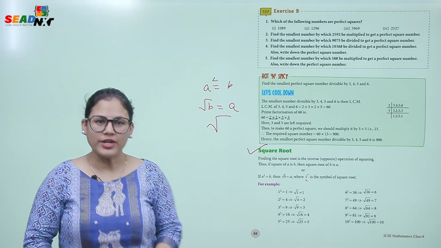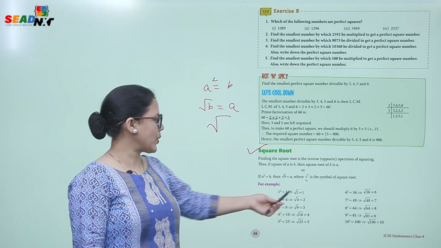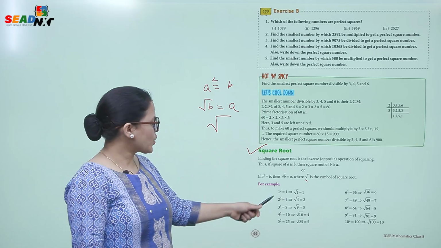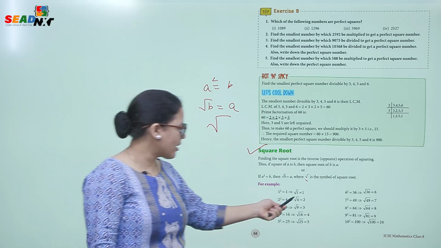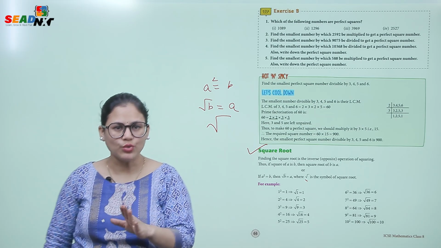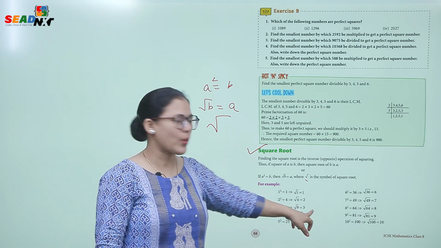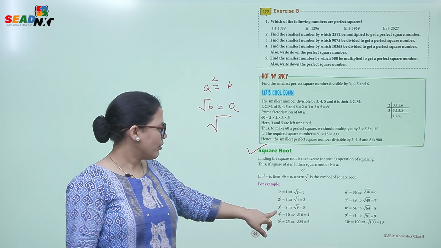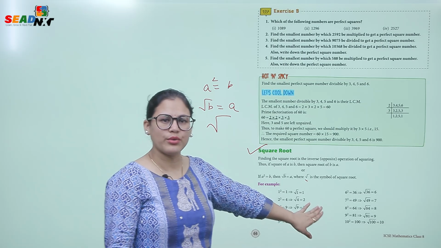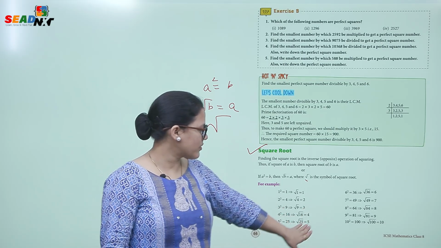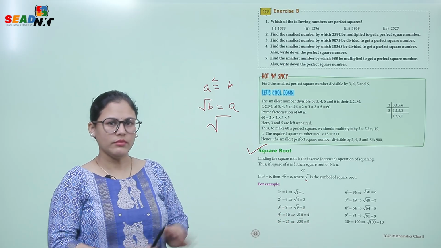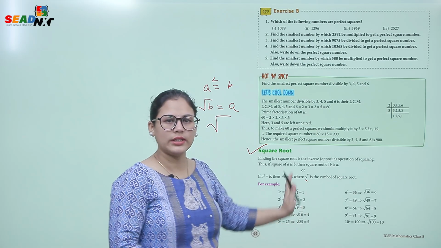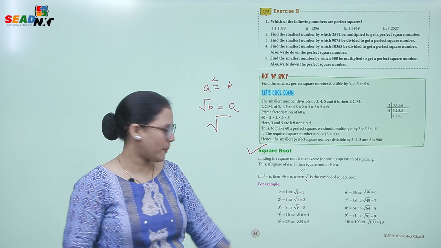Okay, so for example, 1 square is 1, square root of 1 is 1. 2 square is 4, 2 का square 4 होता है, and the square root of 4 is 2. 3 का square 9, the square root of 9 is 3, and 4 square is 16, the square root of 16 is 4. 5 का square 25, and the square root of 25 is 5. Okay. Similarly, all this formula applies here also.